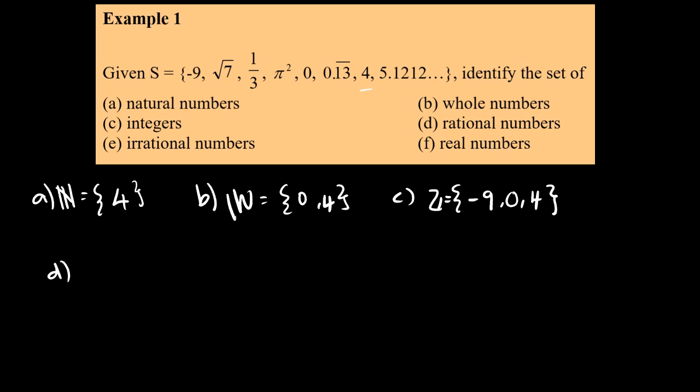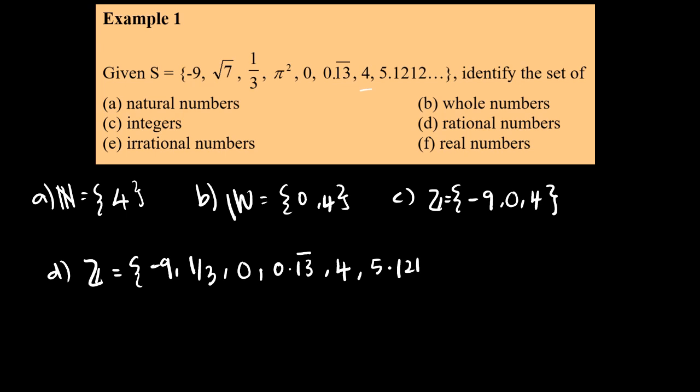And question D, rational number. So anything that can represent as fraction. So is negative 9 a fraction? Yes, it can be represented as negative 9 over 1, negative 18 over 2, and so on. Square root of 7, no. 1 over 3, obviously. Pi squared by itself is an irrational number. So 0 and then 0.13 bar. So it means that we keep repeating 13 on the decimal. So 0.13 bar is the rational number. 4 also is rational number. 5.1212, yes, we keep repeating the decimal 1212 dot dot dot. So all of these are rational number.